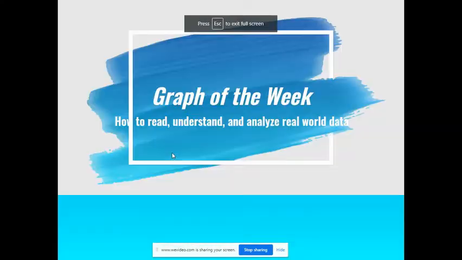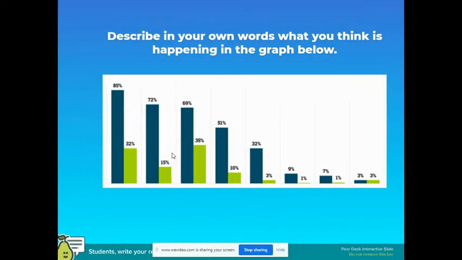This is an introductory lesson to learning how to understand and analyze real world data. Okay. If I go to the first one, let's take a look at this. Okay, you can see this is a bar graph, right? And you can see at the bottom, this was going to be a Pear Deck if we did this live, where we can just add information. But I'm going to have you do it as part of this Edpuzzle today. It says, describe in your own words what you think is happening in the graph below. So take a look. What do you think is happening in this graph?